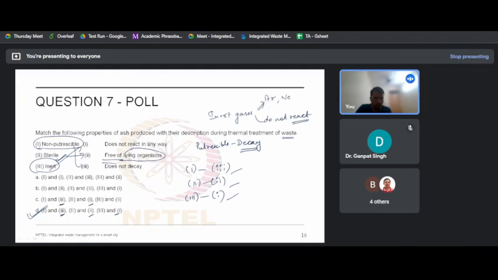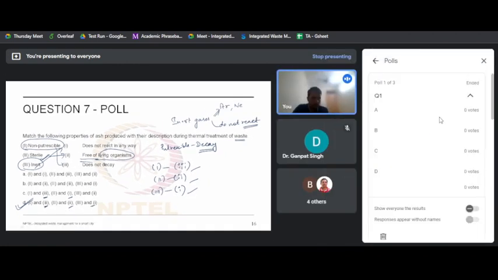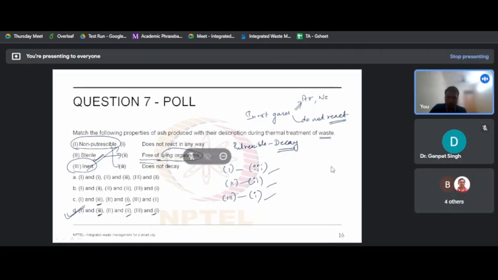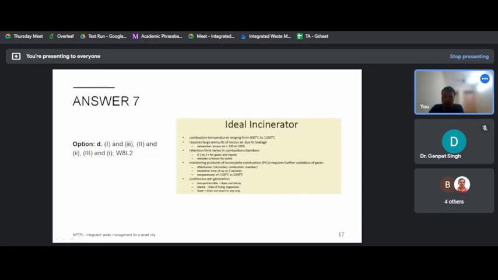We have two responses for D, and okay, I think three people responded D. So that is good. We'll discuss this using the slide also. So one with three, two with two, and three with one. So option D was correct.